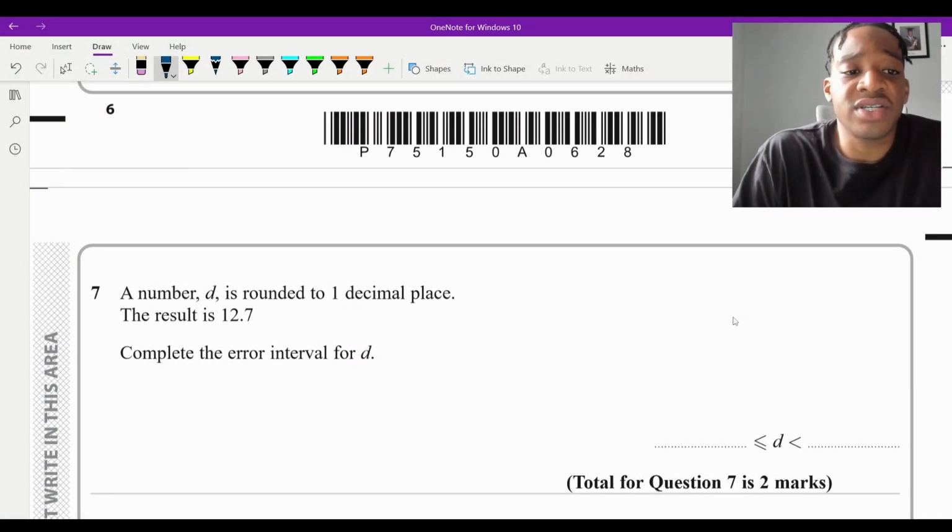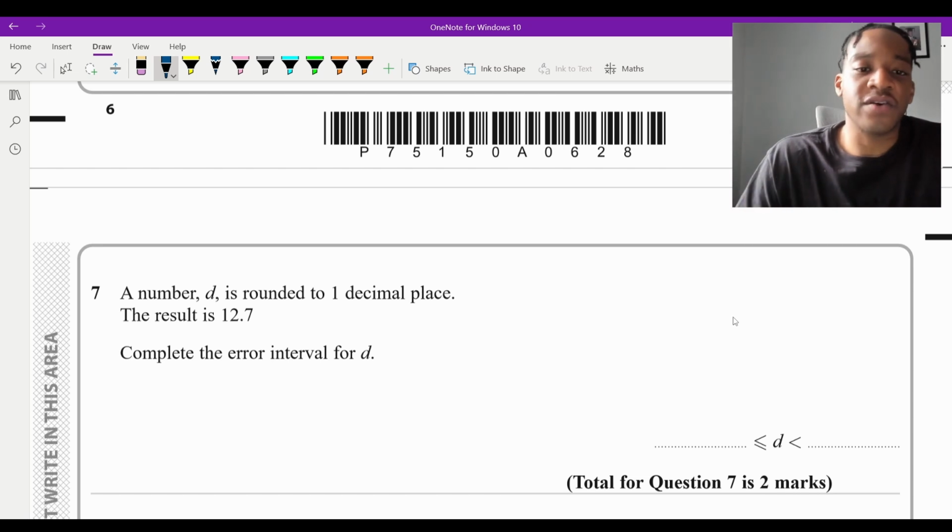Okay, so question 7 says a number D is rounded to 1 decimal place. The result is 12.7. Complete the error interval for D. So this one is very, very simple. This comes up a lot, especially with boundaries as well. And there's a couple of ways to do it.